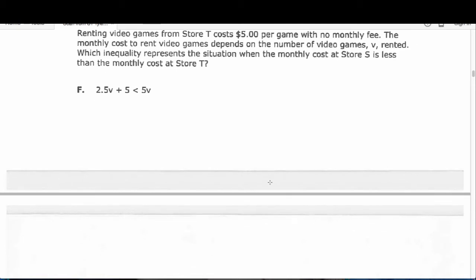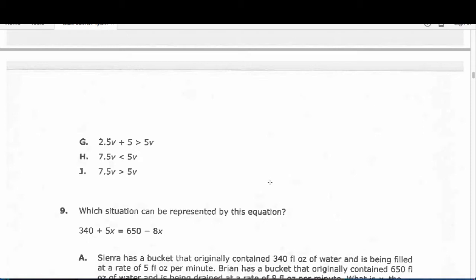F. 2.5V plus 5 less than 5V. Option G. 2.5V plus 5 greater than 5V. H. 7.5V less than 5V. J. 7.5V greater than 5V.